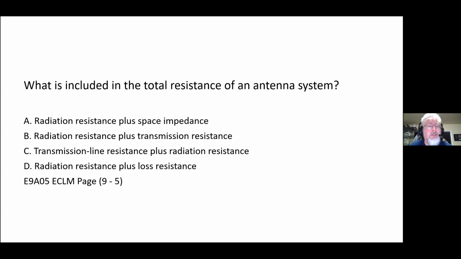What is included in the total resistance of an antenna system? A, radiation resistance plus space impedance. B, radiation resistance plus transmission resistance. C, transmission line resistance plus radiation resistance. Or D, radiation resistance plus loss resistance. Delta is correct.